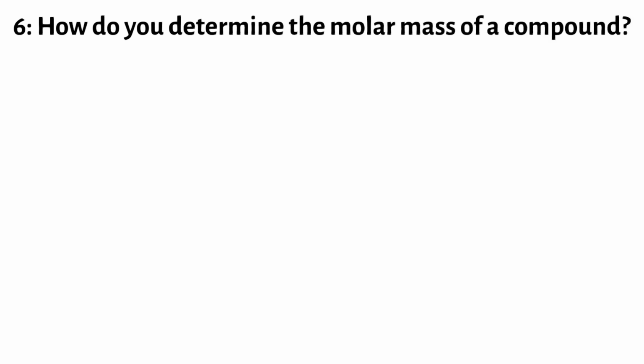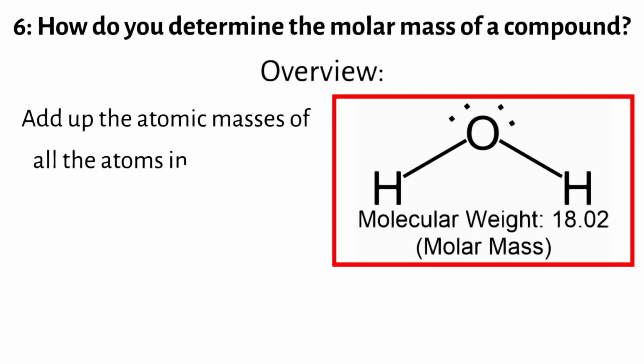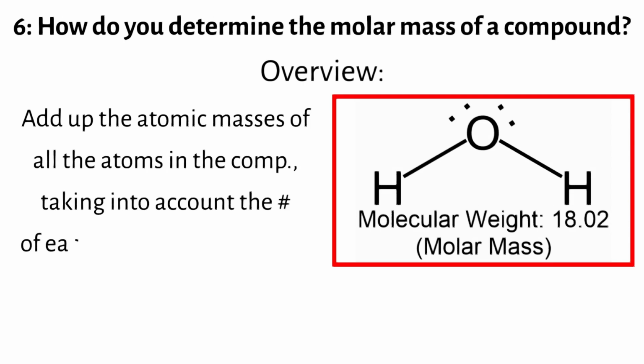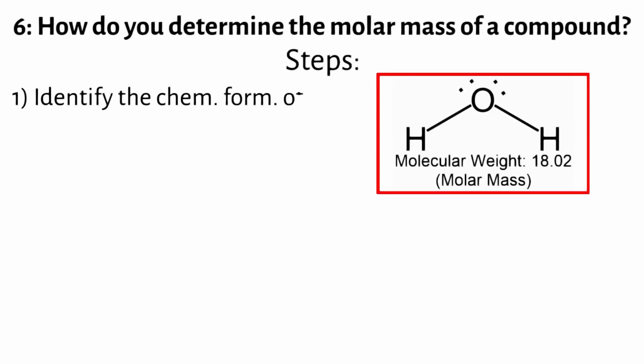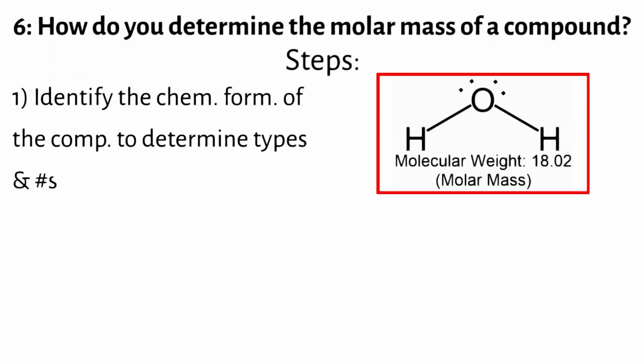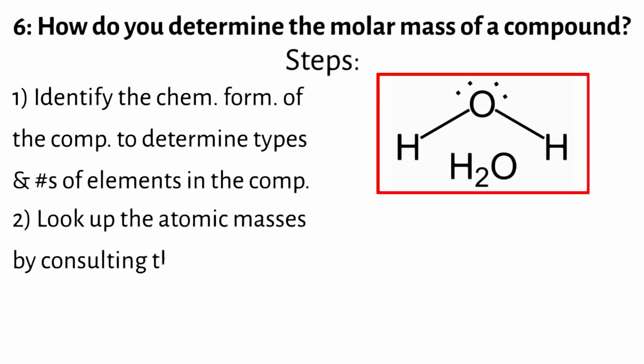Number 6. How do you determine the molar mass of a compound? To determine the molar mass of a compound, you add up the atomic masses of all the atoms in the compound, taking into account the number of each type of atom present. First, you identify the chemical formula of the compound to determine the types and numbers of elements present in the compound. Next, look up the atomic masses by consulting the periodic table.